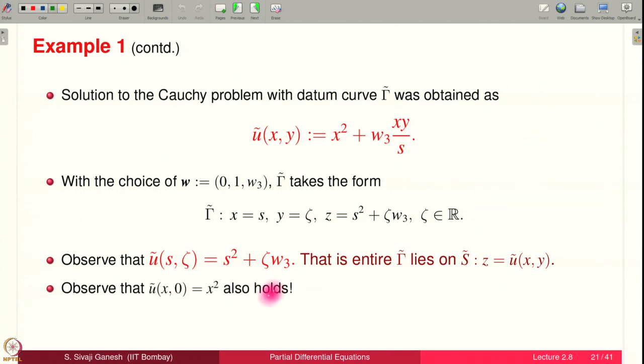Observe that u tilde of (x, 0) equal to x square also holds. What does that mean? That means that the entire gamma lies on S tilde. That means our original datum curve itself lies on S tilde.